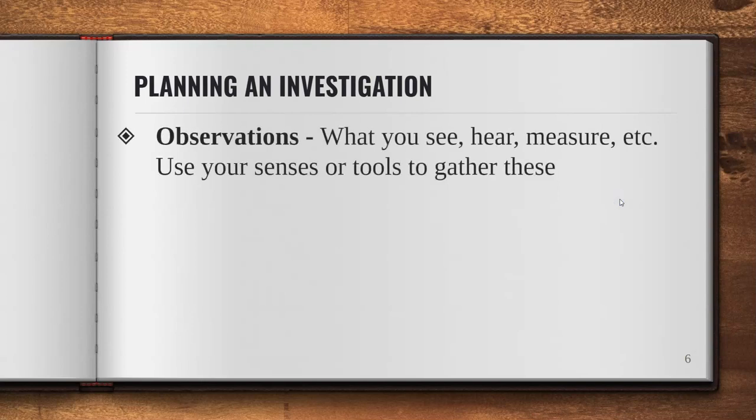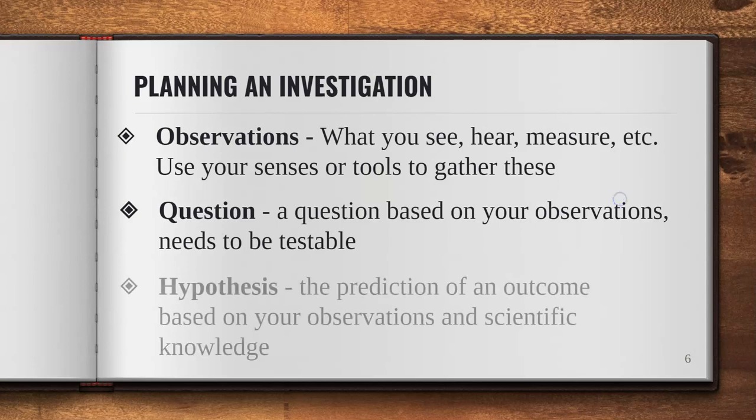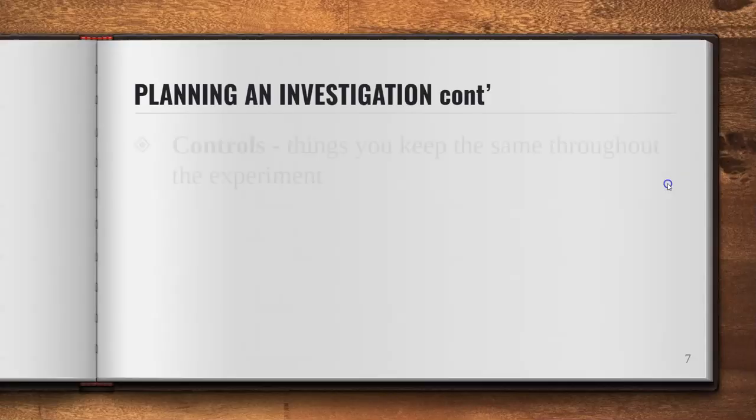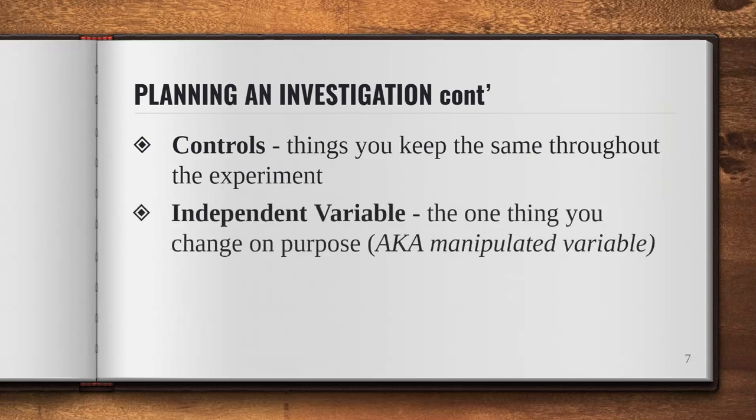When you plan an investigation, you first start with observations, things that you notice, that you measure, that you see. You make a question based on your observation that's testable, and then you make a hypothesis, which is a prediction of what you think is going to happen based on your observations. Okay, and then you also have to have some controls. You have to keep things the same throughout your experiment so that you know if something changed, it changed due to that one thing that you altered.